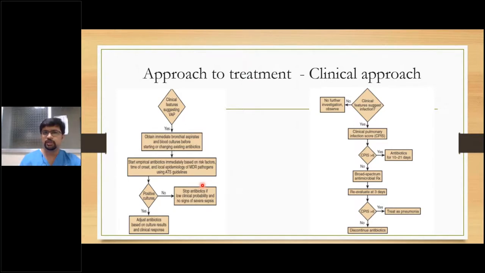A person comes to the hospital and has already got intubated. There are some new onset infiltrates. Blood counts are increasing or secretions are becoming more purulent. So whenever you change the antibiotic, you are supposed to get a culture of the bronchial aspirate and the blood culture. Initial empirical antibiotics are based on risk factors, time of onset, and MDR pathogens. And if you get a culture, immediately try to tone down the antibiotics to a more specific one rather than going for a generalized approach.